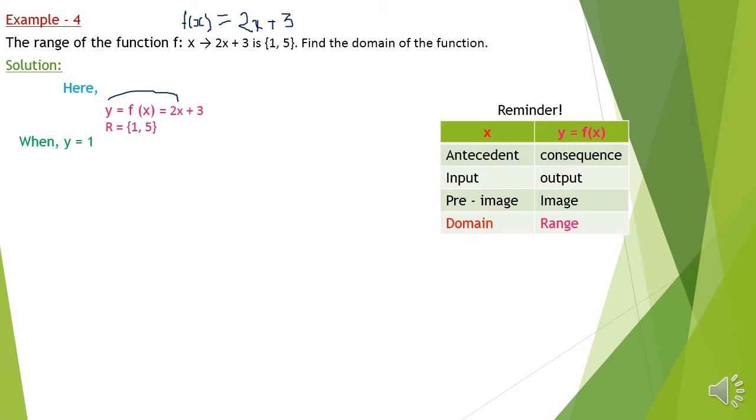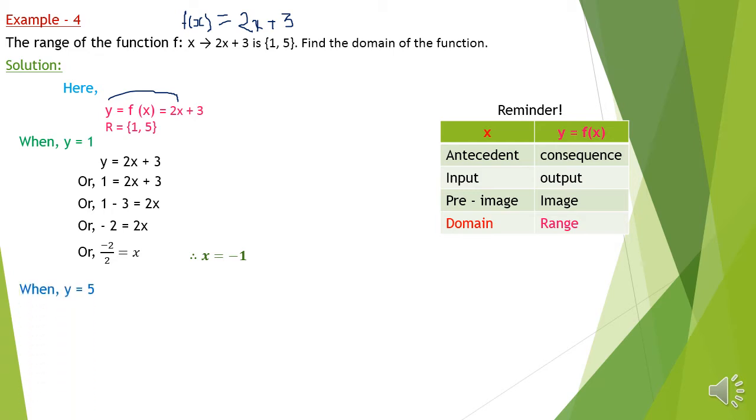Here, when y is equal to 1, you can see y = 2x + 3 is our function, and we will replace y with 1, so 1 = 2x + 3. Then 3 should change its side. 1 - 3 = 2x, -2 = 2x, x = -1. Now when y is 1, the value of x is -1. When the image is 1, then its pre-image is -1. You can note that also.